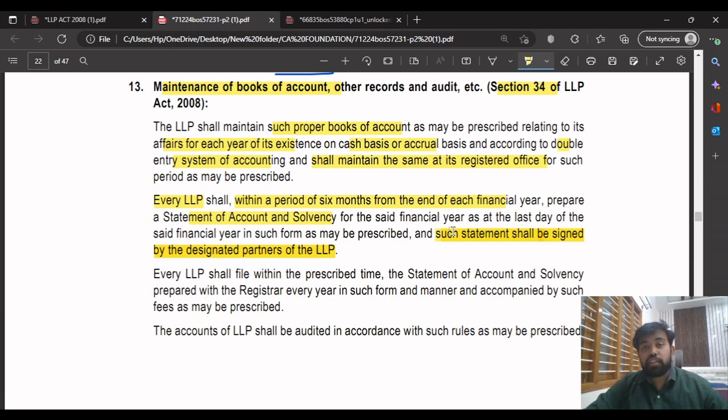How many designated partners are there in the LLP? We discussed that in the video. You should go and check out the video of the LLP Amendment Act to know how many designated partners there are in the LLP. Yes, it has changed. There are two designated partners in the LLP. Go and check out that video.